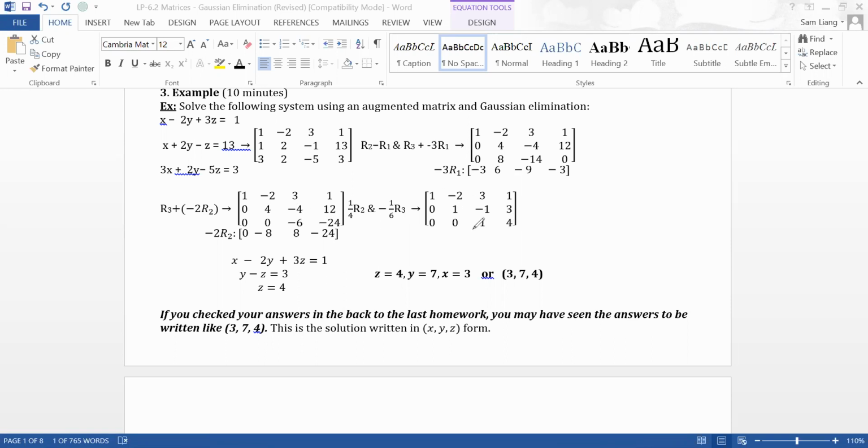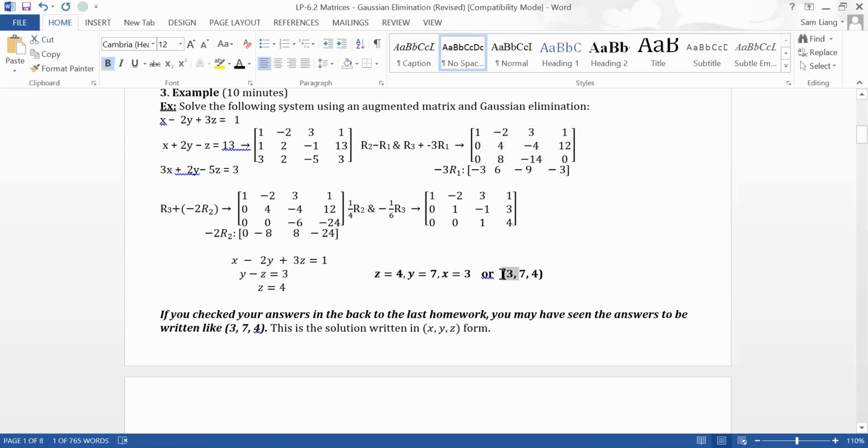Okay, and that completes our process of Gaussian elimination. We have the staircase pattern here, and the leading entry, the first number in each row, is 1. At this point, we convert it back to a system of equations. So we have x minus 2y plus 3z is 1, y minus z is 3, and z equals 4. And that'll be our answer.